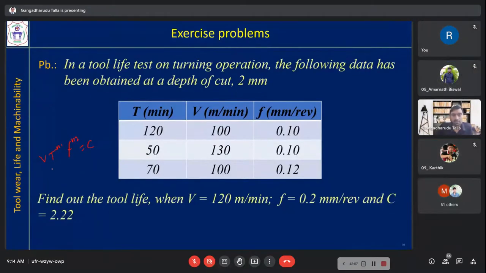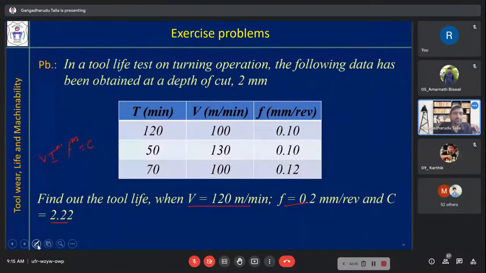So using this equation, you find out N1, N2 and C. Straight away data is given. Three unknowns, N1, N2 and C, and you will get three equations. You will find N1, N2 and C. Then obviously with the given V value, given F value, and C value, you can find out the T value. That's it. There is no complexity here.